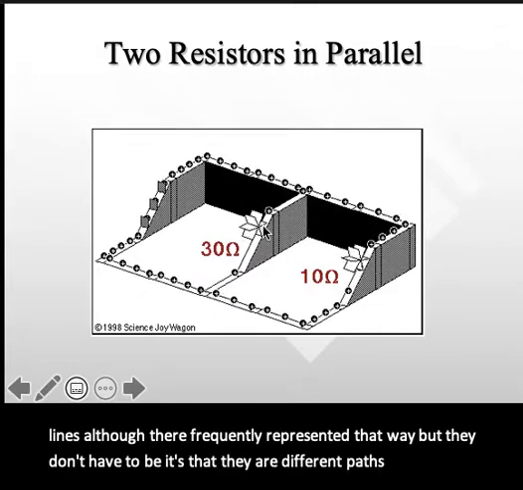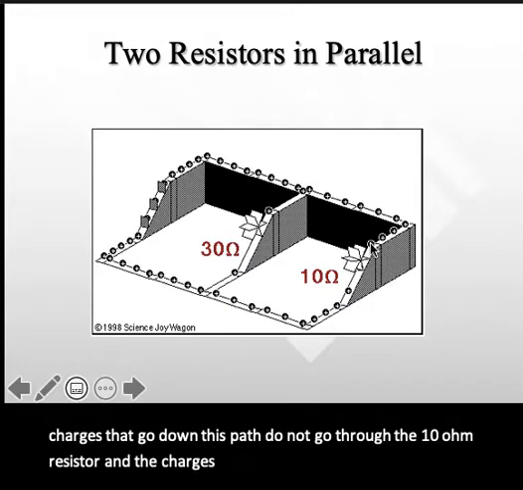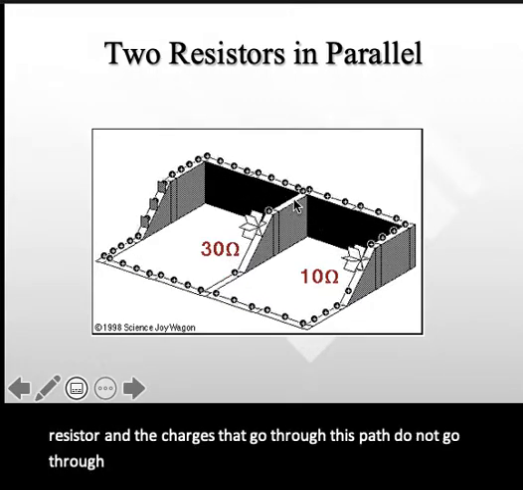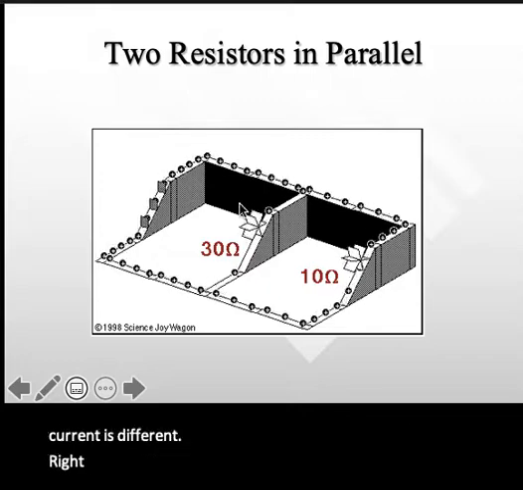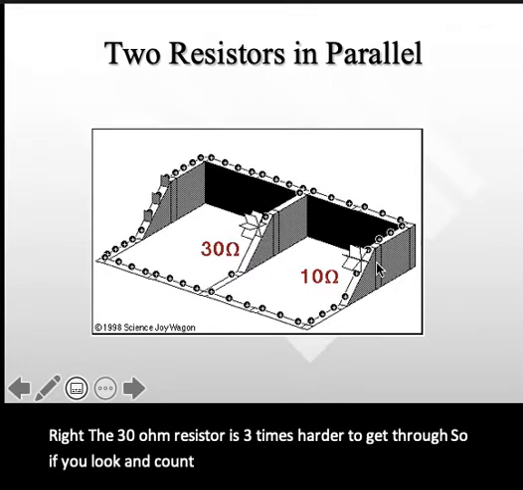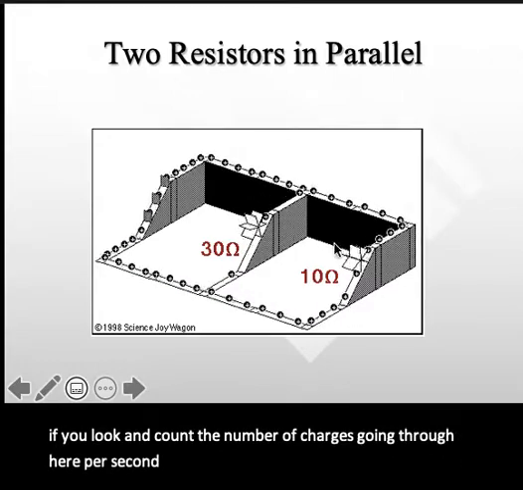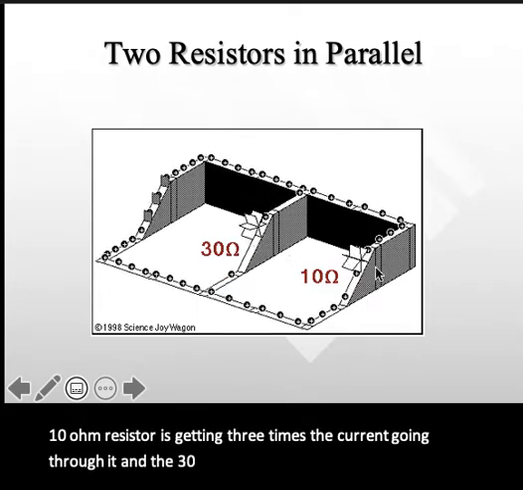The charges that go down this path do not go through the 10 ohm resistor, and the charges that go through this path do not go through the 30 ohm resistor. So that gives you one of the rules right away for parallel circuits, and that is that the current is different, right? The 30 ohm resistor is 3 times harder to get through. So if you count the number of charges going through here per second, you should find that it is roughly 1/3. The 10 ohm resistor is getting 3 times the current going through it compared to the 30 ohm resistor, and that should make sense to you, right?